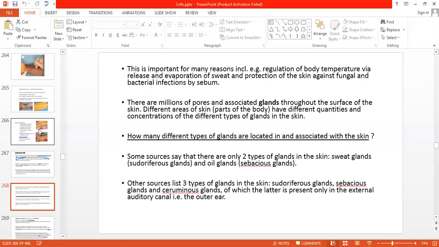How many different types of glands are located in association with the skin? Some sources say that there are only two types of glands in the skin: the sweat gland, which is known as the ceruliferous gland, and the oil gland, which is known as the sebaceous gland. Other sources list three types of gland in the skin: ceruliferous glands, sebaceous glands, and ceruminous glands, of which the latter is present only in the external auditory canal, meaning in the ear, that is the outer ear. So there are three types of glands in the skin, two on the skin and one in the ear.